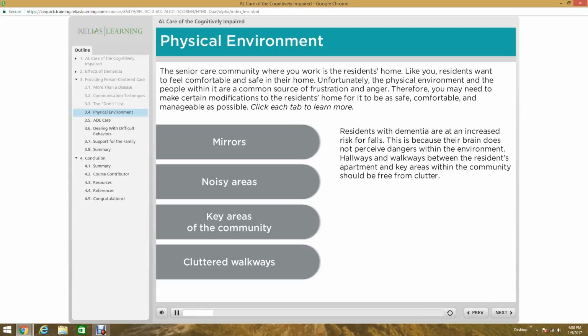Residents with dementia are at an increased risk for falls. This is because their brain does not perceive dangers within the environment. Hallways and walkways between the resident's apartment and key areas within the community should be free from clutter.